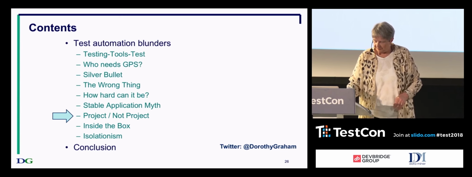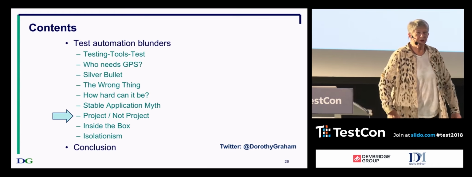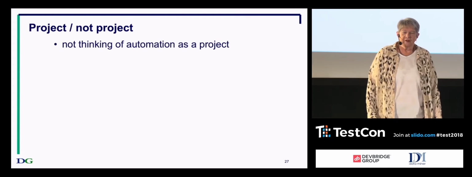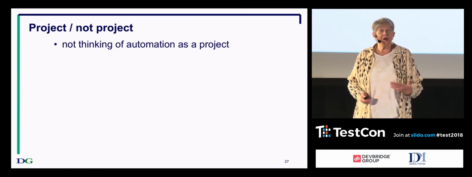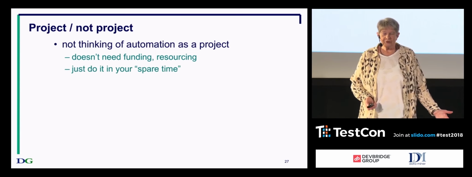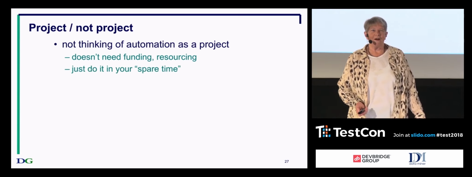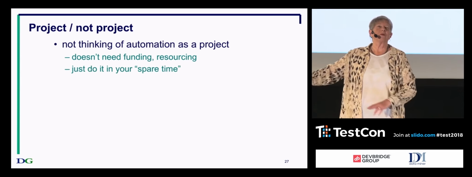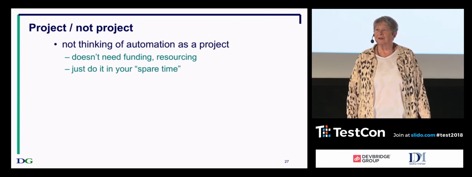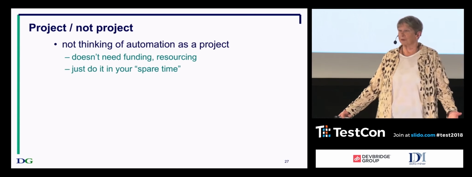Another blunder is about regarding test automation as a project, or not as a project. If you don't think of automation as a project, then it may not be funded, may not be resourced. Just do it in your spare time. Has anyone been told that? Oh, just do the automation in your spare time? How many people here have spare time at work, or even at home, come to that?